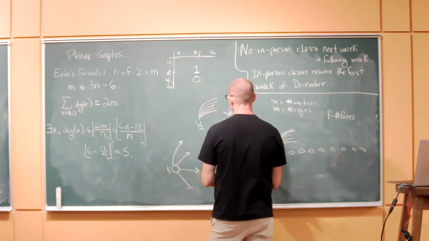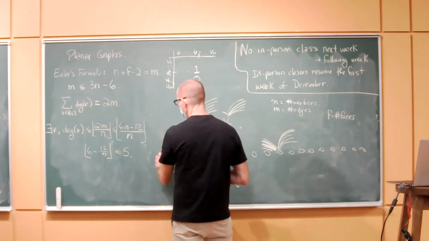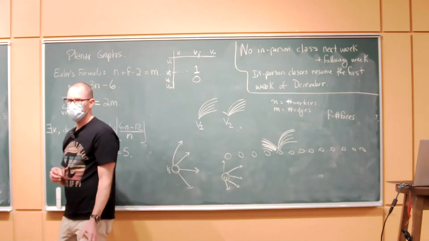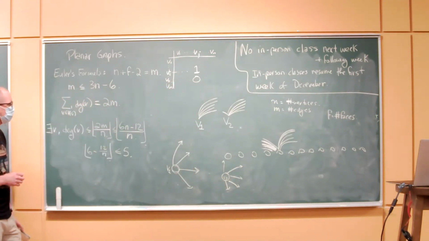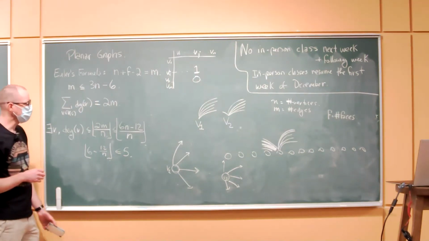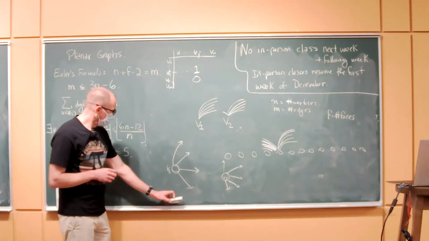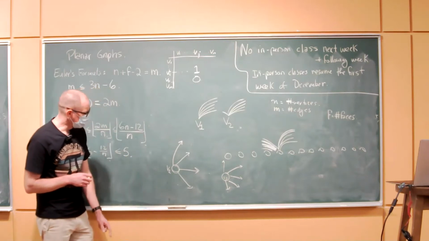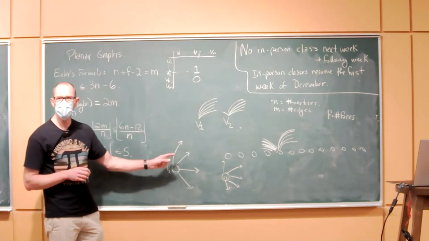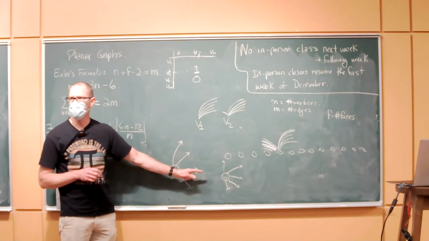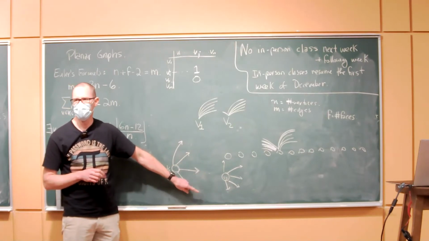So that suggests a data structure already that will work in constant time. It's like the adjacency list data structure, but each vertex doesn't remember all of its neighbors. It just remembers its 5 special neighbors, the ones where the edges go out, at most 5.